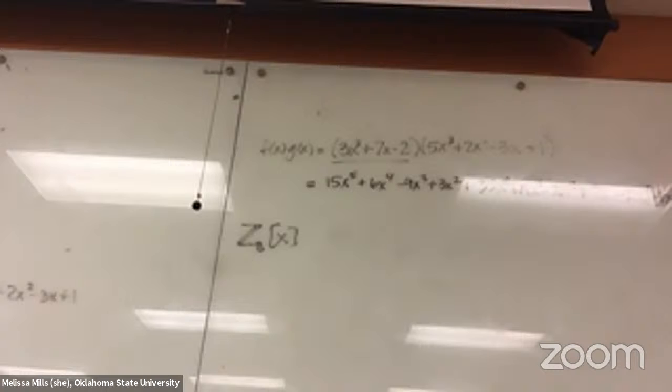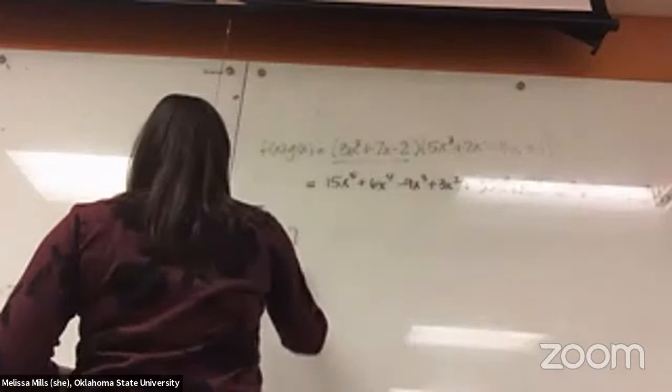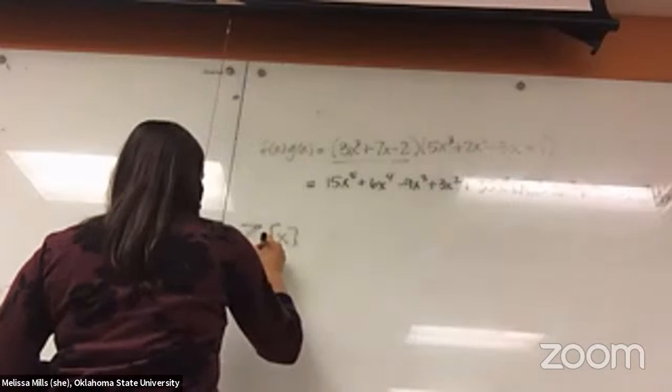What happened in that room? The coefficients would have to be mod 8, right? So, oh man, I should have picked one smaller. Let's do mod something less than 5. Let's do mod 4. Z mod 4 adjoin X.